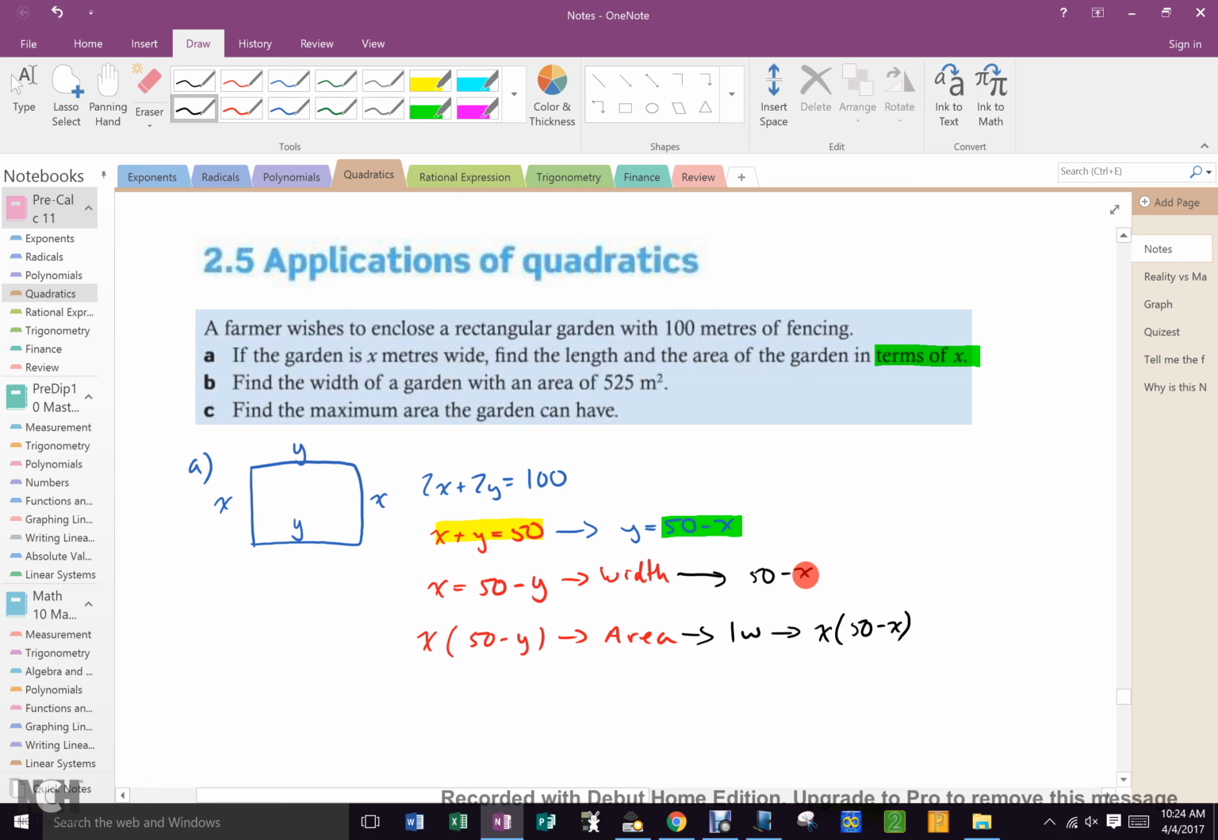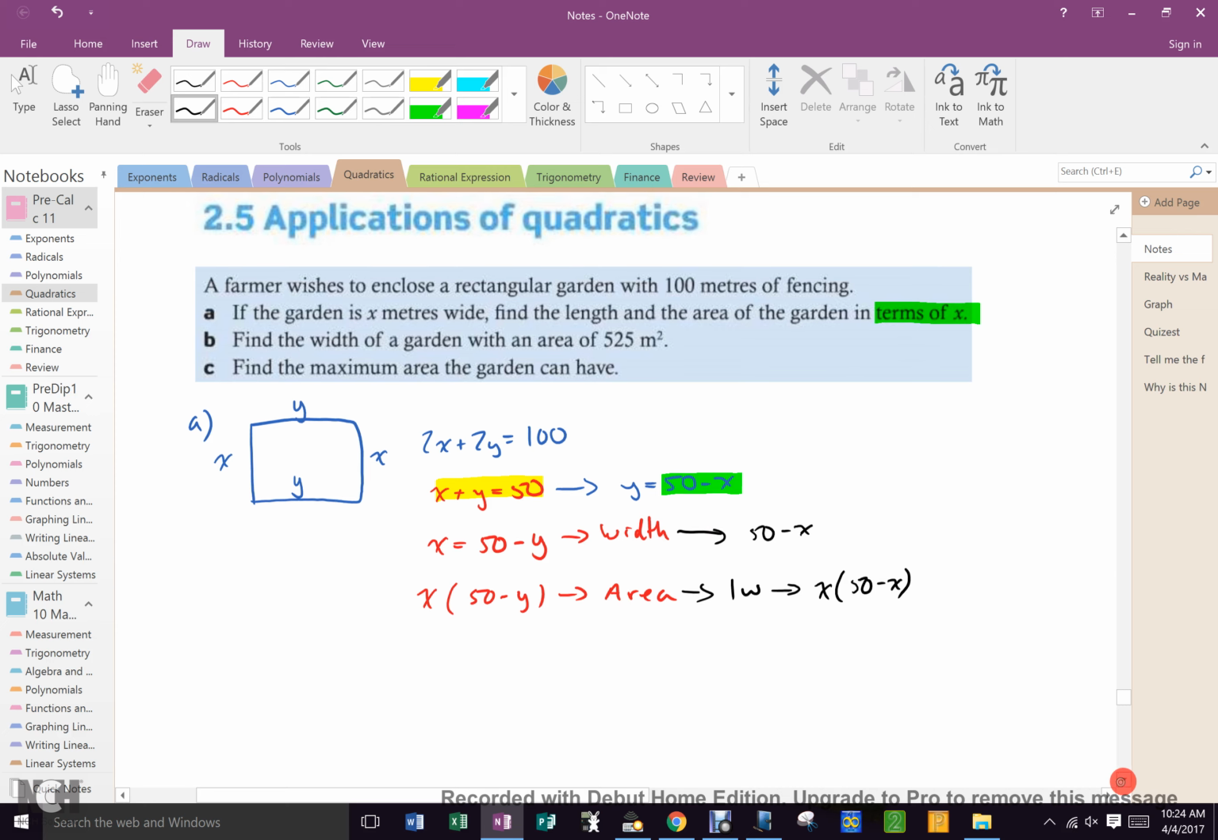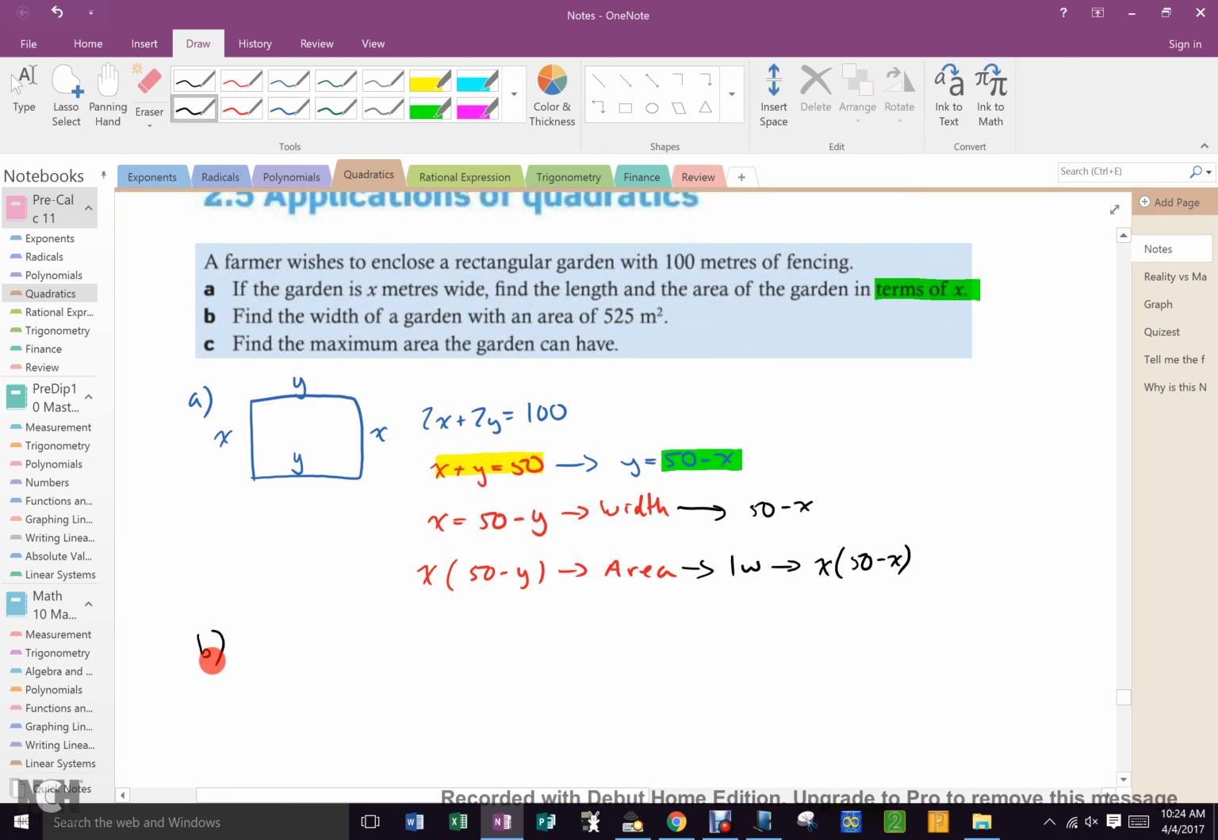So now we have our length and our area, yeah? So that's A. So B says what? Find the width of the garden with an area of 525. Well, what was my area? Area was 50x minus x squared, right? Because I expand that out. And what does that have to equal? That's 525.